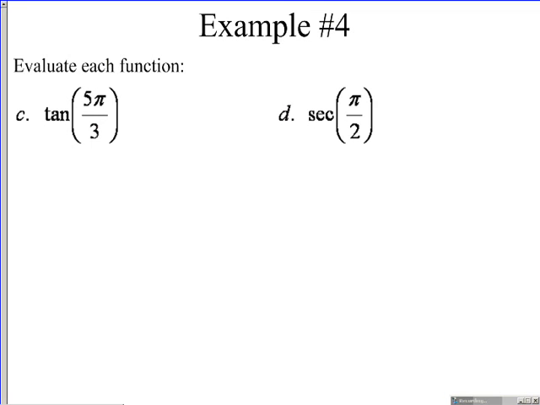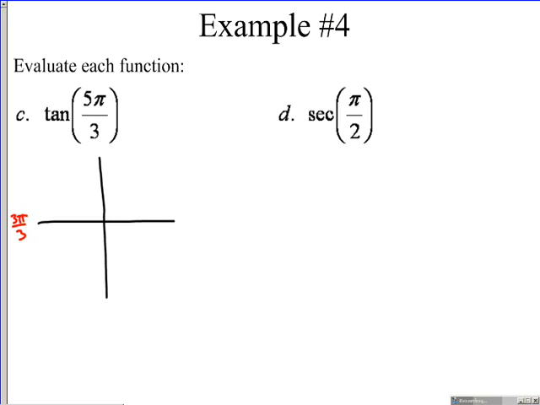Tangent, 5 pi over 3. So when we go to begin rotating here, 5 pi over 3, you can think of this a couple ways. Pi over 3 is 60 degrees. 5 times 60 is 300. Or if you think in terms of radians, which the more you can, the better off you're going to be later on. 5 pi over 3. If I go all the way around, I've gone 6 pi over 3. If I go halfway around, I've gone 3 pi over 3.